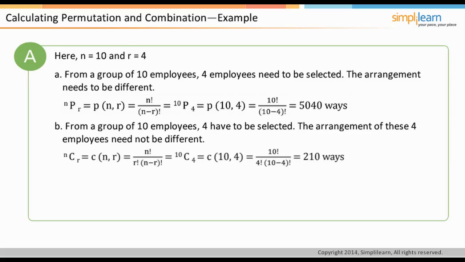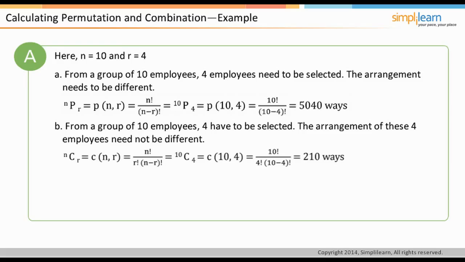10P4 equals P of 10 and 4 equals 10 factorial divided by 10 minus 4 factorial, which equals 5040. Therefore, the 4 employees can be selected in 5040 ways.